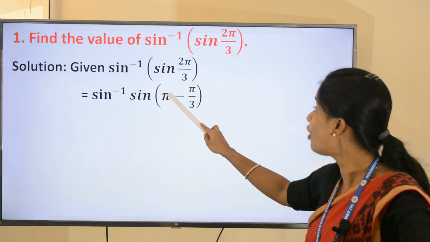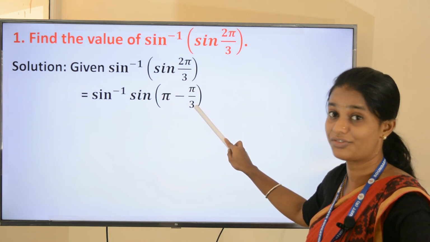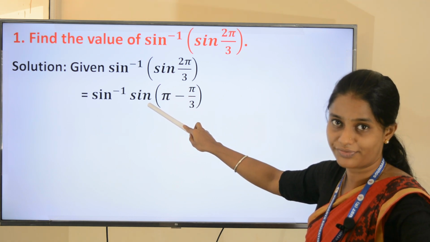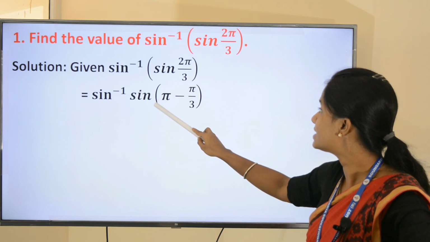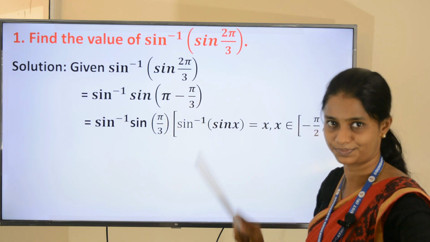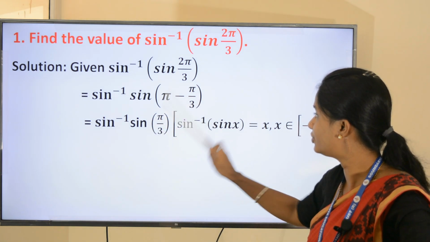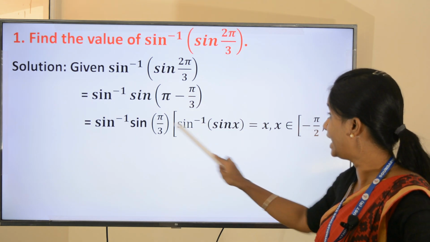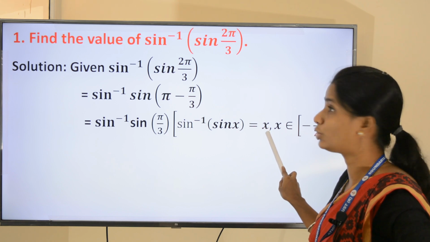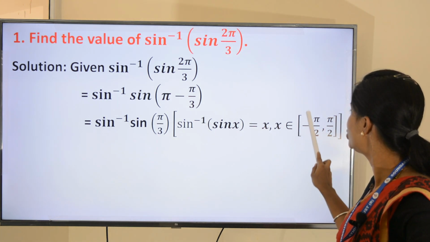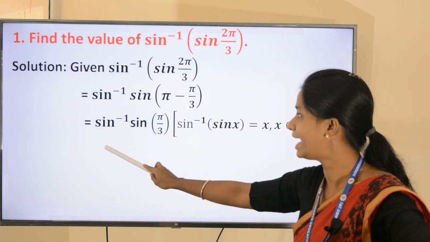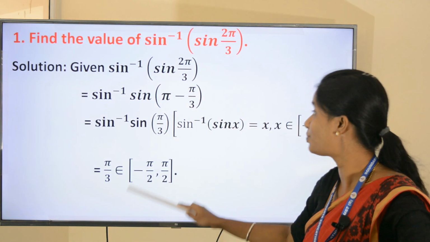Now sine of pi minus pi by 3, how can I write? This lies in the second quadrant. In the second quadrant, the sine trigonometric function is positive. Therefore, sine of pi minus pi by 3 can be written as sine pi by 3. Is this clear? Okay, sine pi by 3. Now what will happen, students? Sine inverse of sine x is equal to x when x belongs to the closed interval minus pi by 2 comma pi by 2. Is it possible to write it as equal to x here? Yes, it is possible. How?